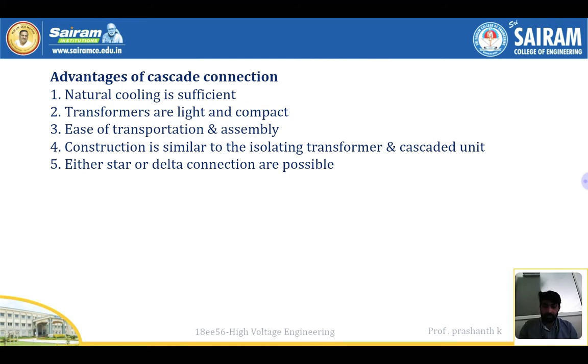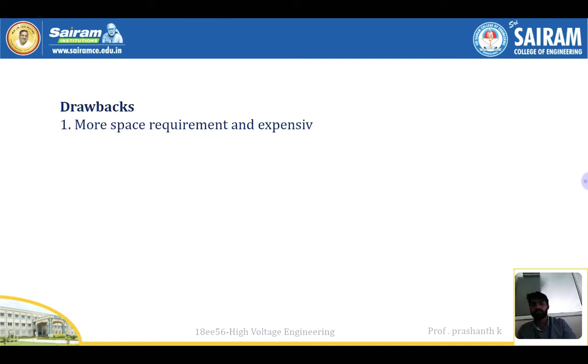See, if it is a large transformer we cannot carry it, right? It is very difficult to carry the transformer, but the transportation is very easy because we are using single, less heavy transformers, and the construction is similar to the isolating transformer cascading unit. Either star or delta connection is possible. So star or delta connection is possible in these transformers.